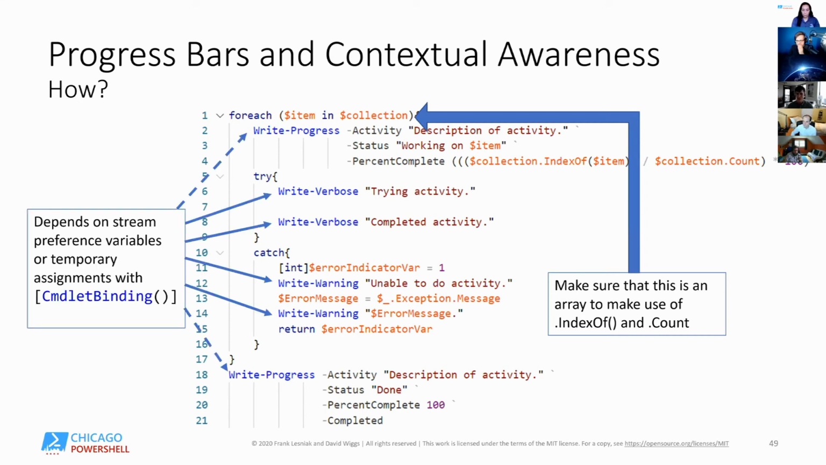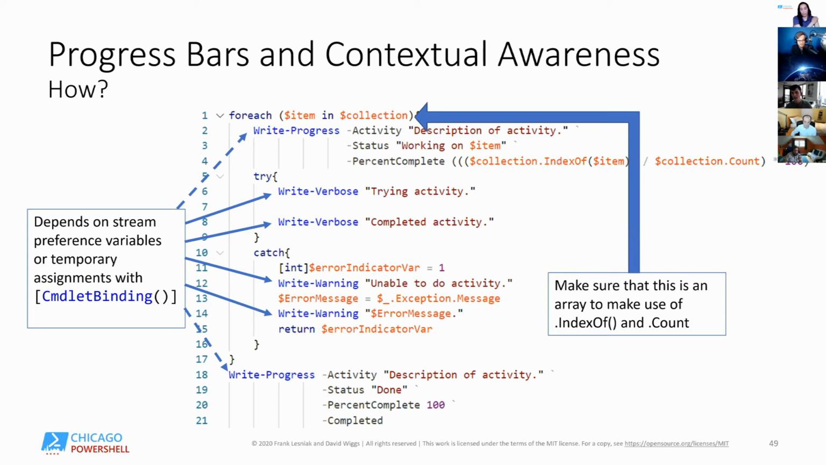Also, you'll notice that we are using Write-Progress, Write-Verbose, and Write-Warning to provide this contextual awareness to the caller or to the user. But whether we see these or not is very much dependent on preference variables or whether we've assigned them with CmdletBinding. Know that if you take this approach to providing contextual awareness and you're not seeing the output that you want, there are different places to look that we'll show you later in this talk to see how you can control them.